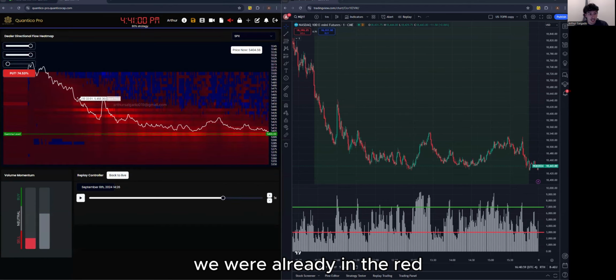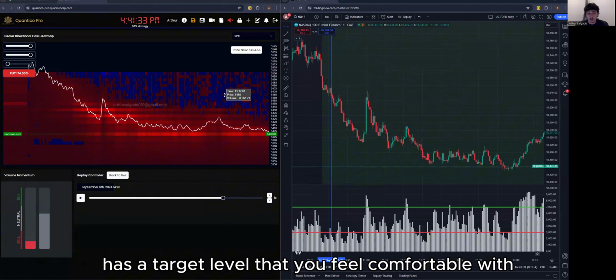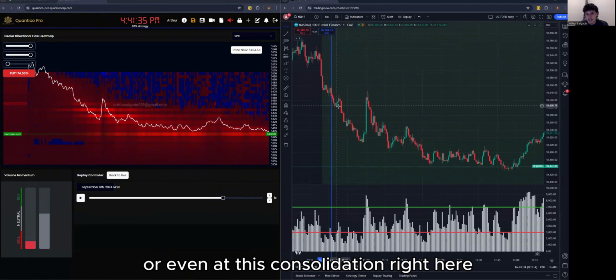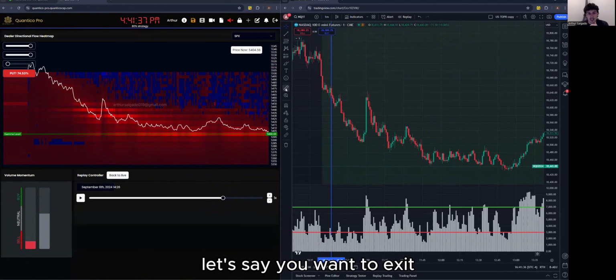The first time it actually crosses right here is at 10:32. So now you could either hold this operation until the very last moment here, or until the QuanticoCap has a target level that you feel comfortable with, or even at this consolidation right here. Let's say you want to exit at this consolidation right here.